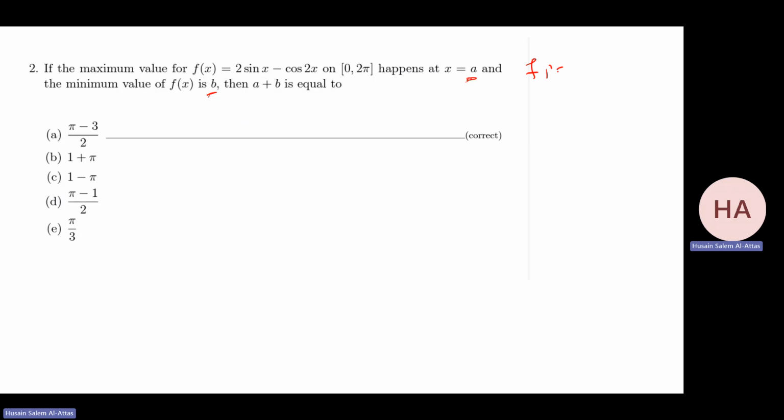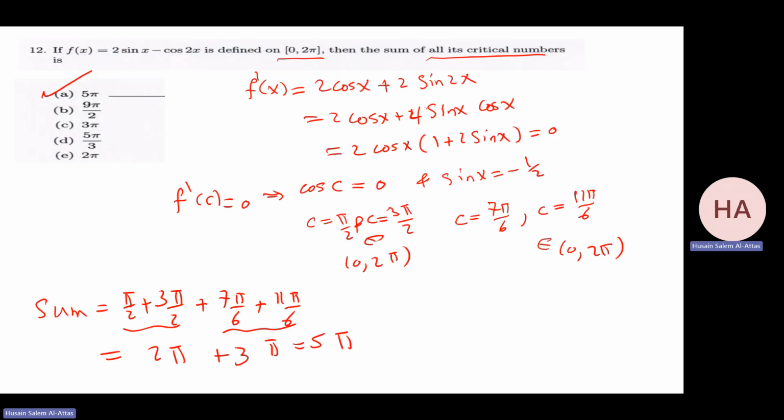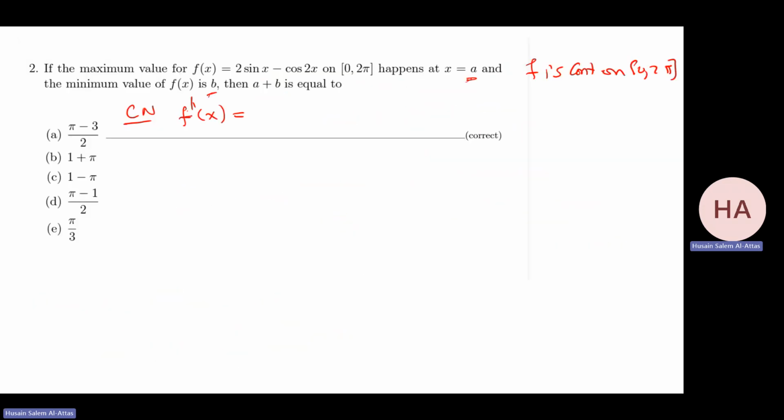Well, first, it's continuous everywhere, so it's continuous in the closed interval 0 to 2 pi. I found f prime, to find the critical numbers. We find f prime with it. Yeah, I think it's the same. 2 sine x minus cosine 2x. Okay, and that is what? 2 cosine x. It's 2 cosine x (1 plus 2 sine x) equal to 0.